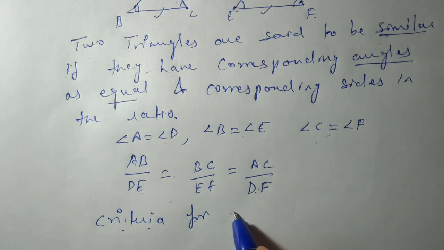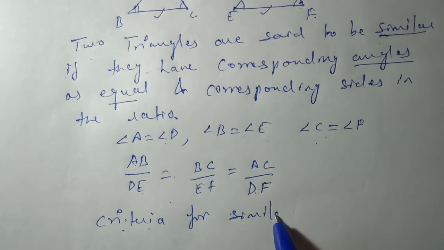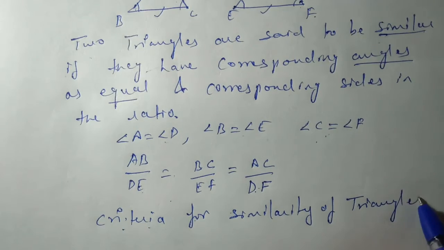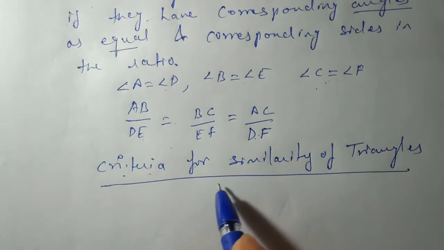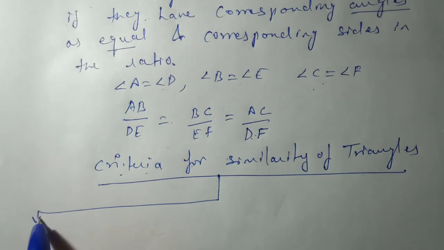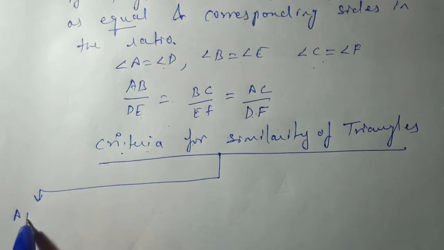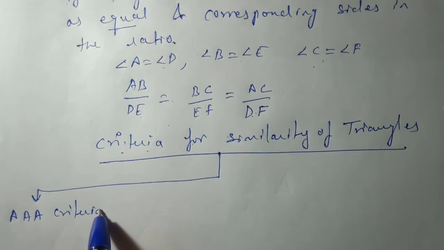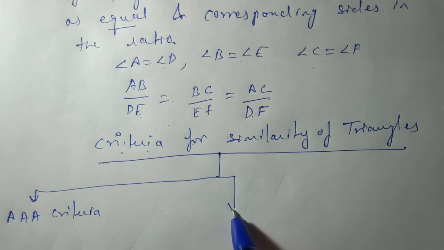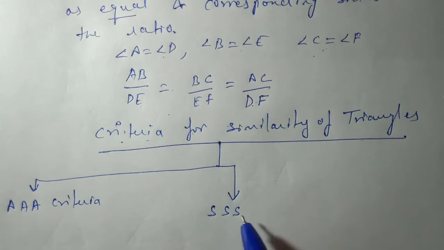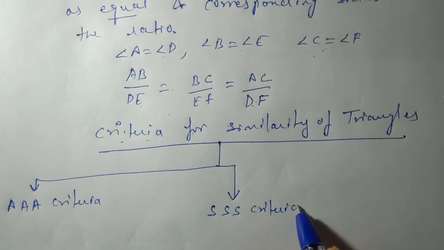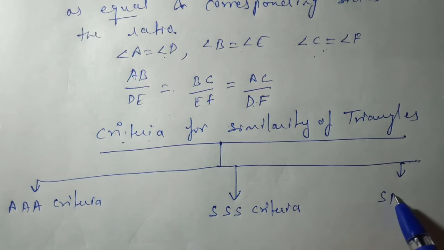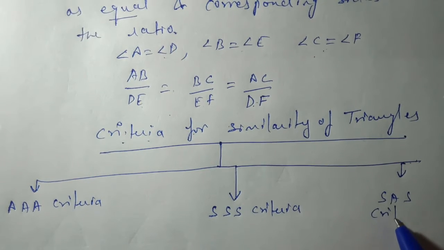So here are the criteria for similarity of triangles. There are three criteria. Number first is angle, angle, angle criteria. Number second is side, side, side criteria. And number third is side, angle, side criteria.